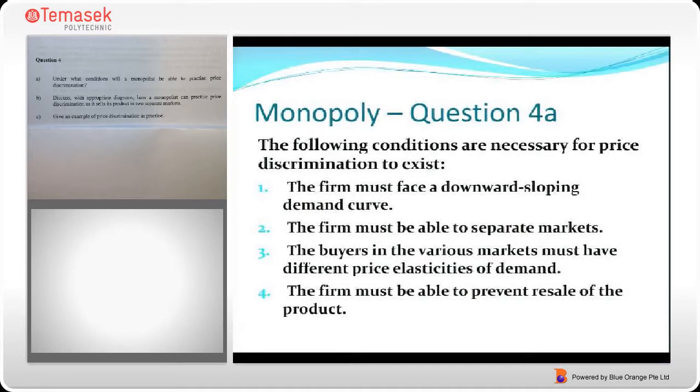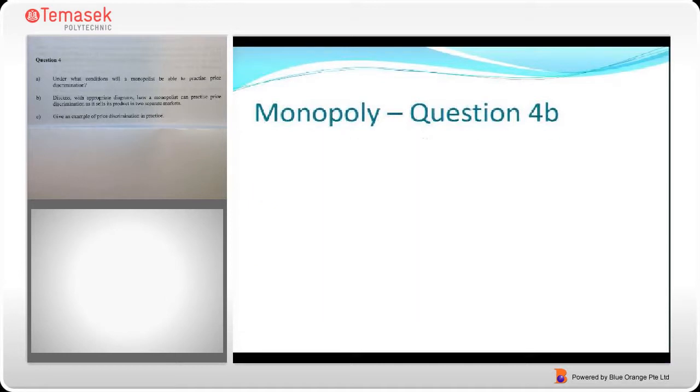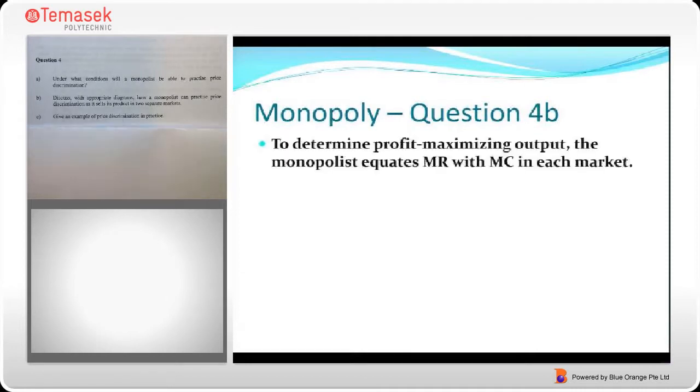Moving on to question 4b. We are being asked to discuss with appropriate diagrams how a monopolist can practice price discrimination as it sells its product in two separate markets. So price discrimination is essentially selling only one product but selling it at different prices to different people. And that's why we say selling its product. There is only one product.